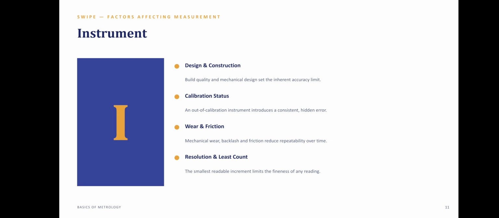Wear and friction means mechanical wear, backlash and friction reduce repeatability over time. Resolution, or least count, means the smallest readable increment limits the fineness of any reading. The fineness of any reading means the instrument resolution and least count of that particular instrument.